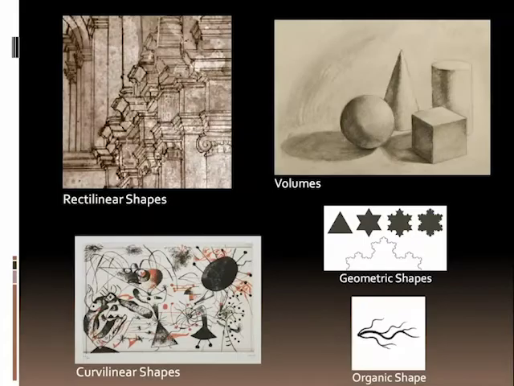Here are some examples of different types of shapes. We've got rectilinear shapes, curvilinear shapes. Here are some volumes. This is using hatching as shading, as I mentioned earlier, with different lines applied very closely together. Here's the idea of some geometry, starting with just a basic triangle and moving through different iterations of adding and duplicating it and spinning, which is an interesting way to look at that. And then an organic shape in this very simple drawing of a piece of coral.